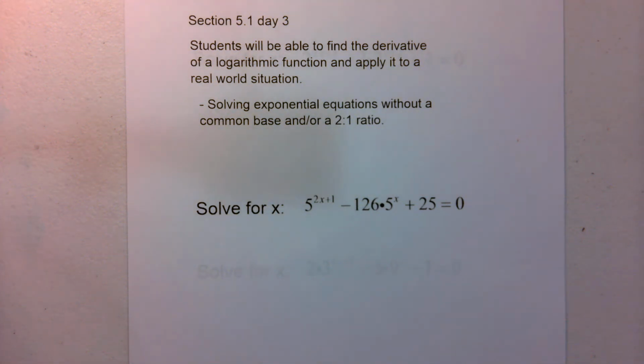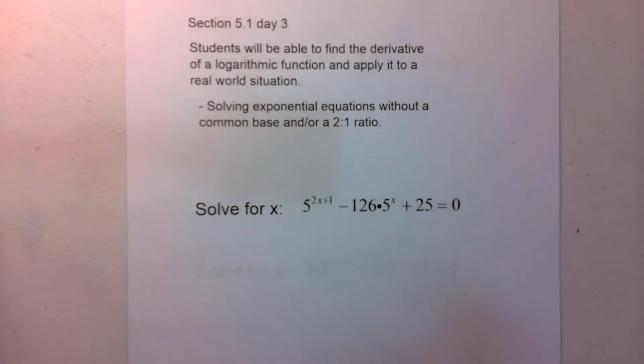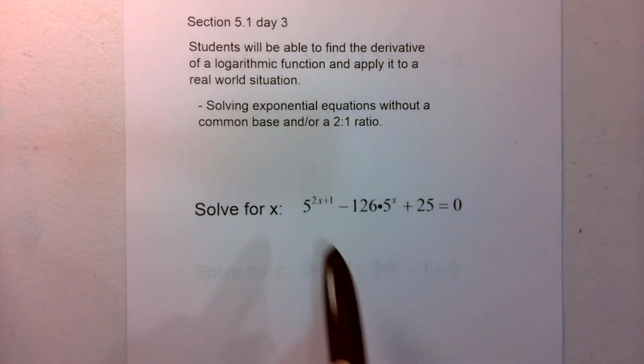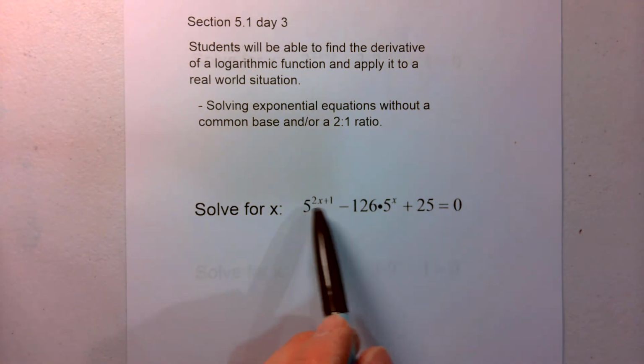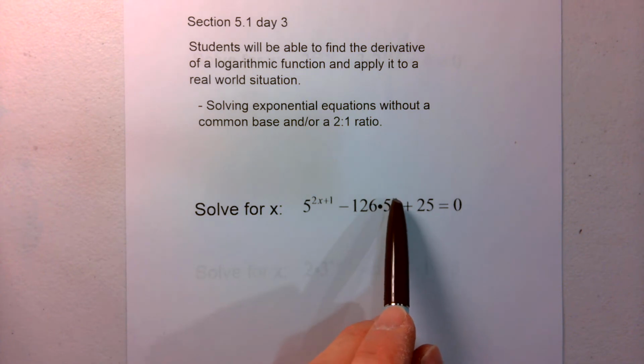Welcome back. Today we're going to continue on our journey of section 5.1, and we're going to look at some more complex equations, looking at that 2-to-1 ratio and exponential, solving for those variables in the exponents. So if we look here in our problem that I have set up for us, remember we want to have a common base, and if we have that common base, then we're going to look at those exponents.